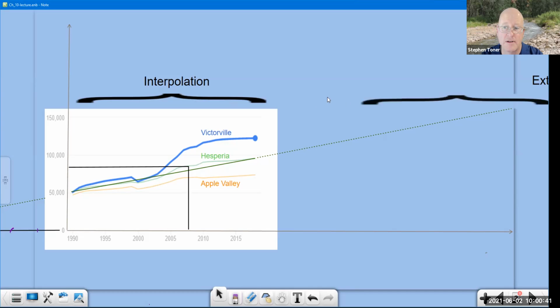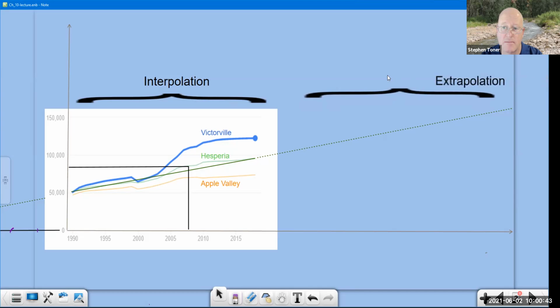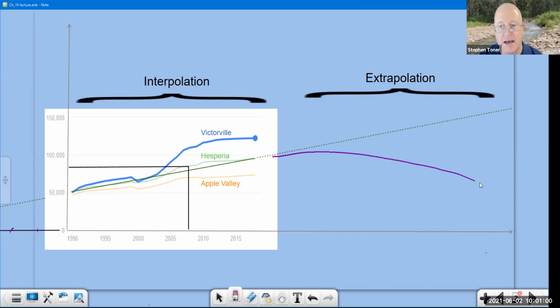When I go off to the far right to start making predictions, that would be extrapolation. For example, we don't know what the future holds. We don't know if all of a sudden people are going to say enough of this hot weather and start moving away from the high desert.